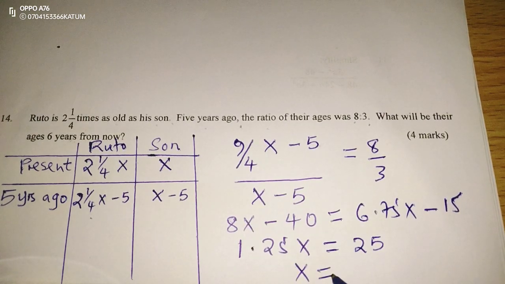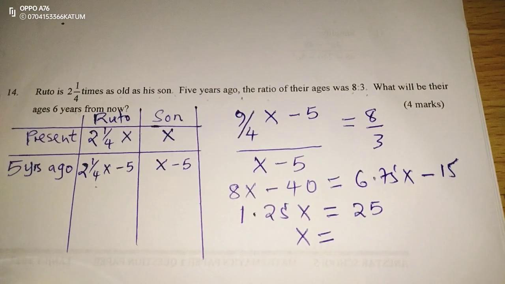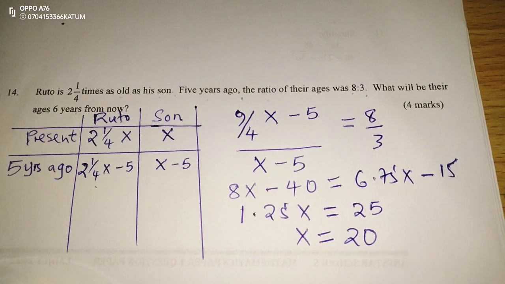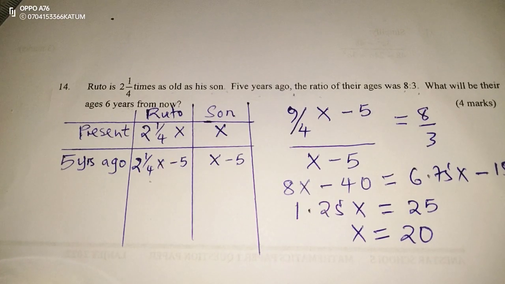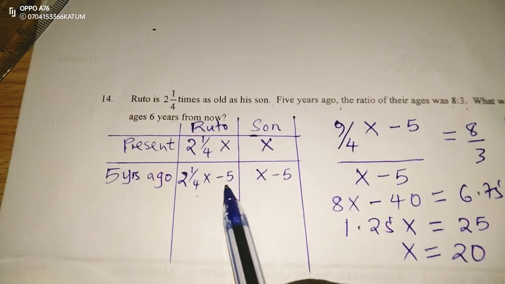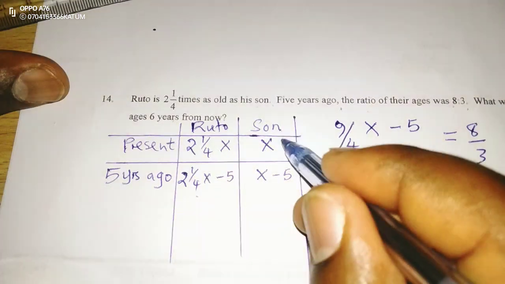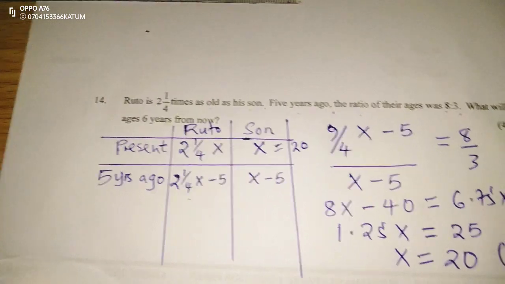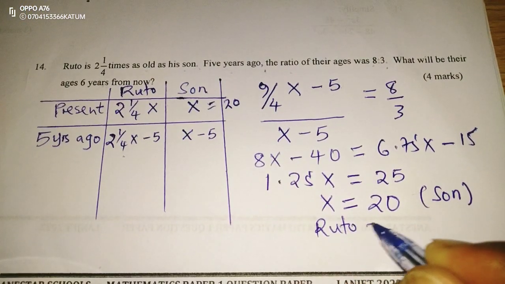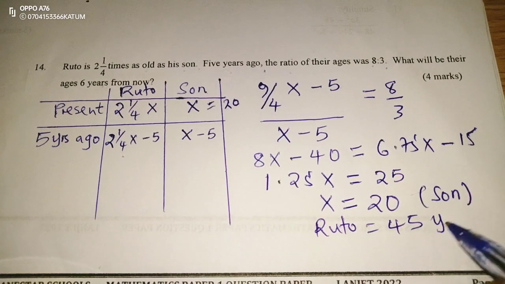So to remain with x, now we can divide 25 by 1.25, so that we get exactly 20. So x is 20. That is the present age of the son. So the present age of the son is 20, which means when we multiply this with 2.25, we're going to get 45. So this is the son, and Ruto himself will be 45 years.